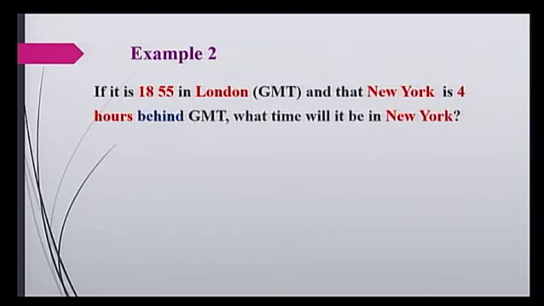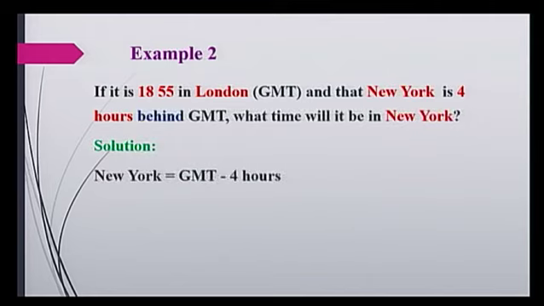The second example, if it is 18:55 in London and New York is 4 hours behind GMT, what time will it be in New York? So the solution, we know that GMT minus 4 hours will give the time in New York.